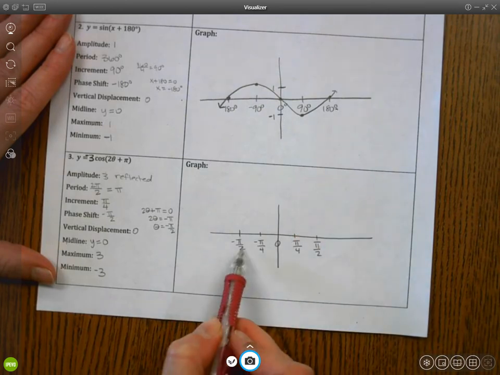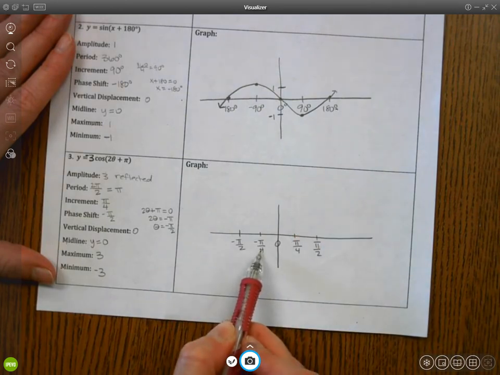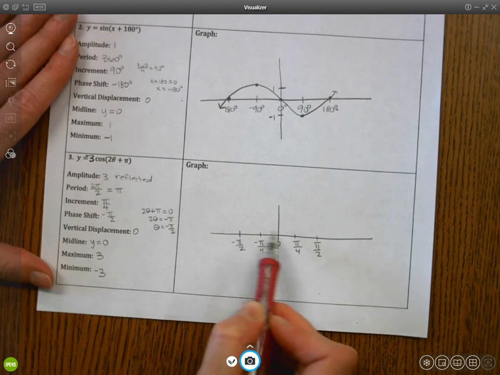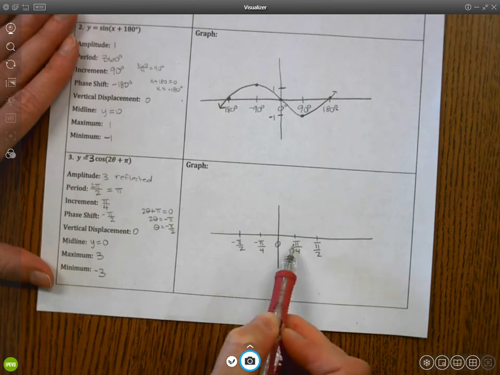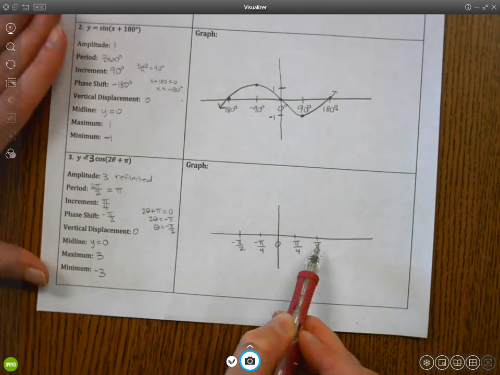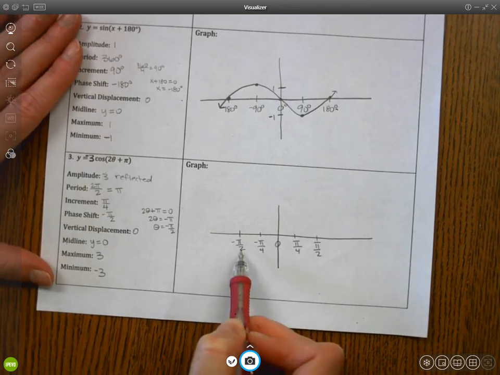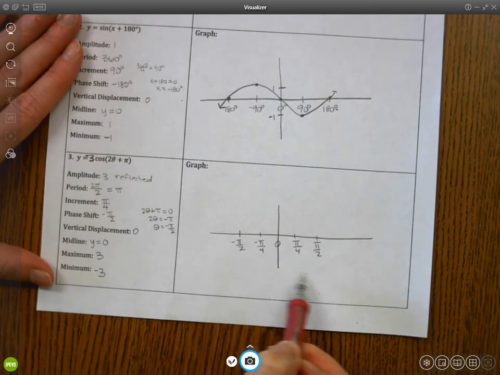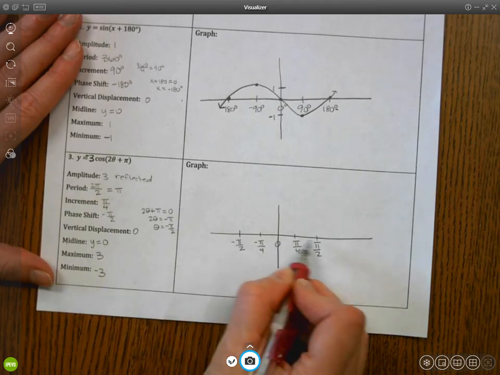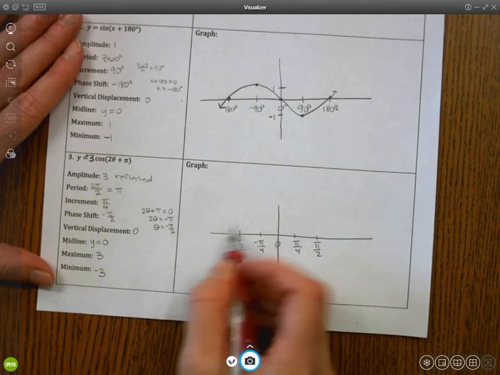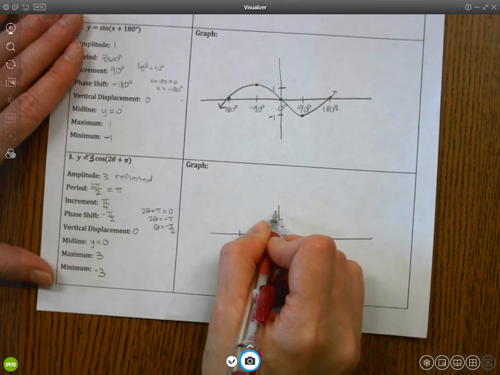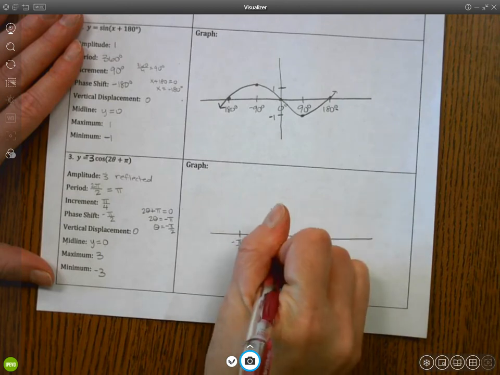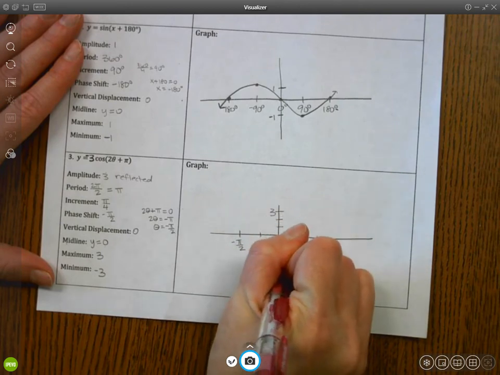So we had a half, we added a fourth, so we're at a negative fourth. Add a fourth, you're at 0, add a fourth, you're at a fourth, add a fourth, you're at 2/4, which is 1/2. From here to here, we covered pi. Alright, so our midline is 0. We're going to have a high point of 3 and a low point of negative 3.